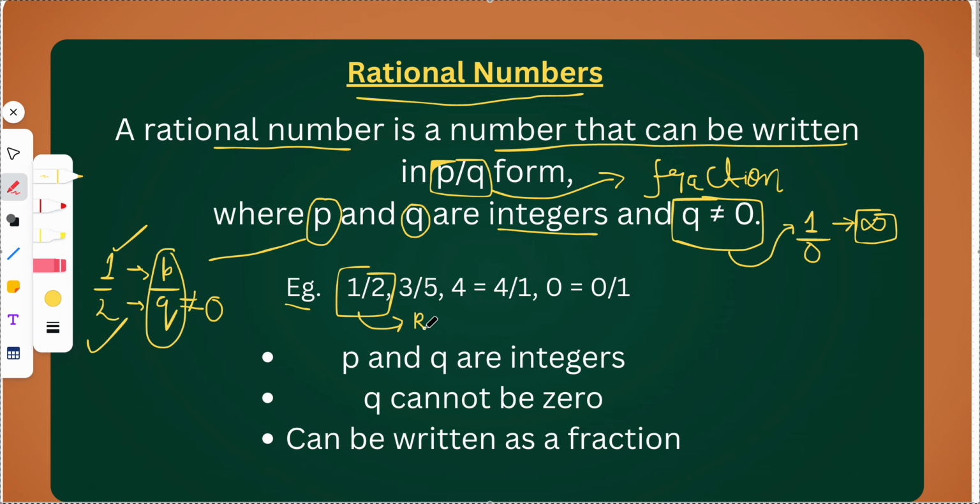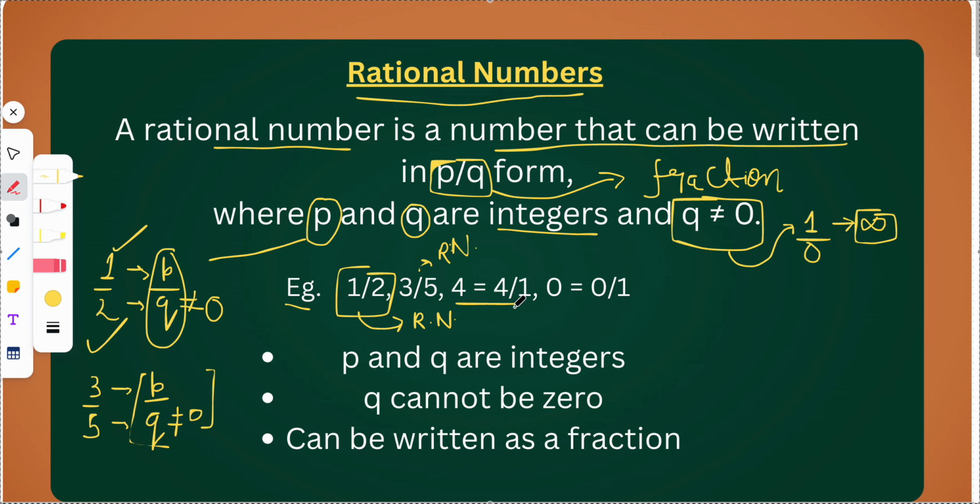As simple as that. 1 by 2 is a rational number. Similarly, let's check another number, 3 by 5. Here 3 corresponds to p, 5 corresponds to q, and 5 is never equal to 0. So q is not equal to 0, and we can say that 3 by 5 is also a rational number. So are you getting how to check whether a number is rational or irrational?